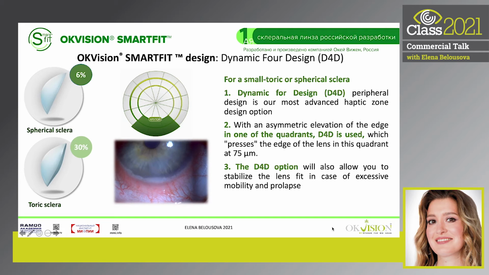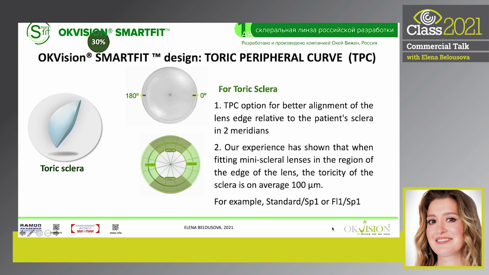With an asymmetric elevation of the edge in one of the quadrants, the D4D design is used, which spreads the edge of the lens in this quadrant by 75 microns. And this can lead to better centration and stabilization, and finally help us to have high visual acuity.